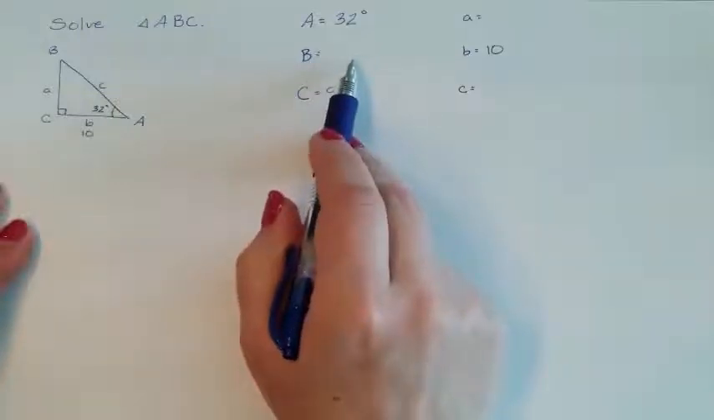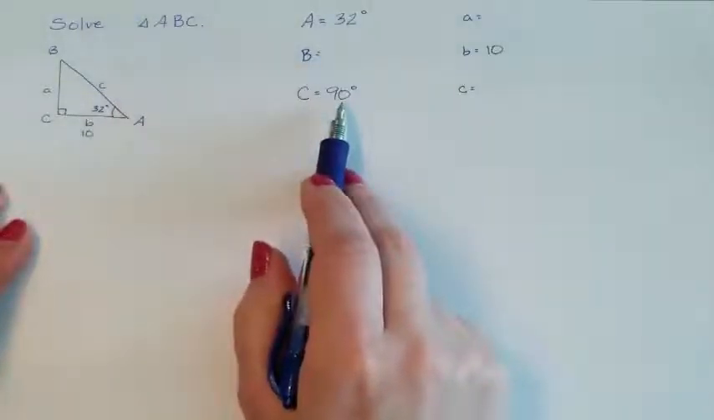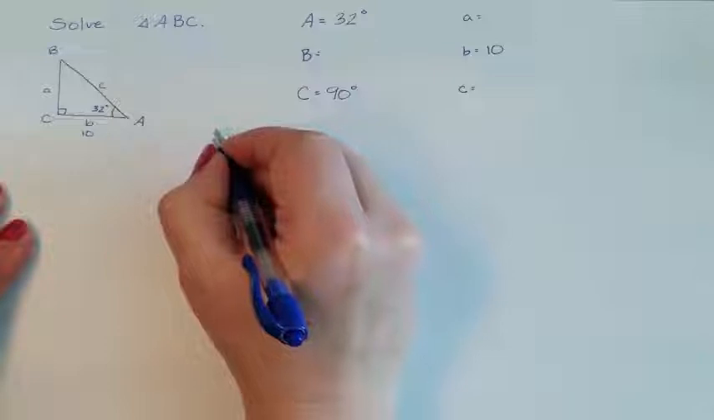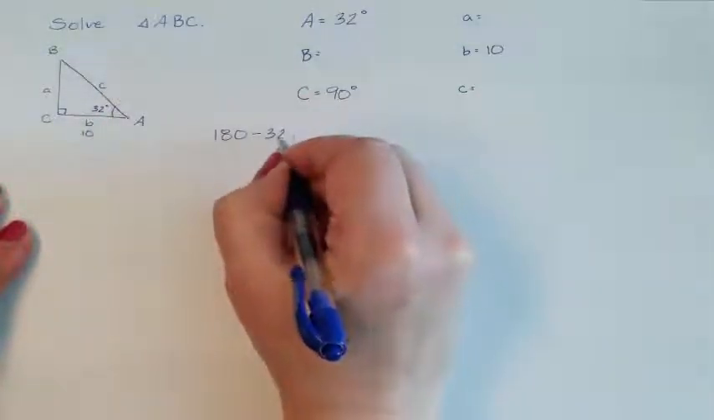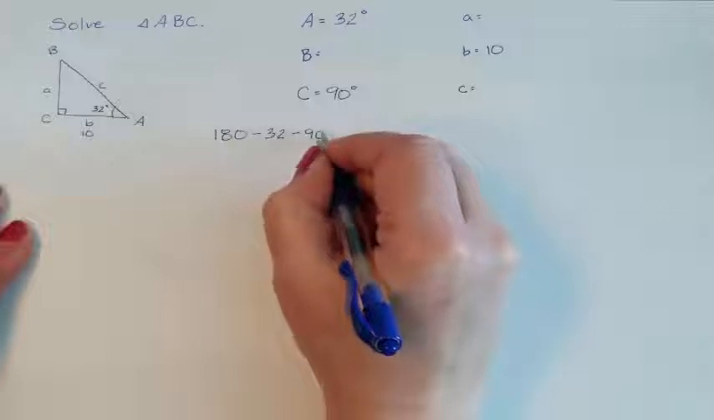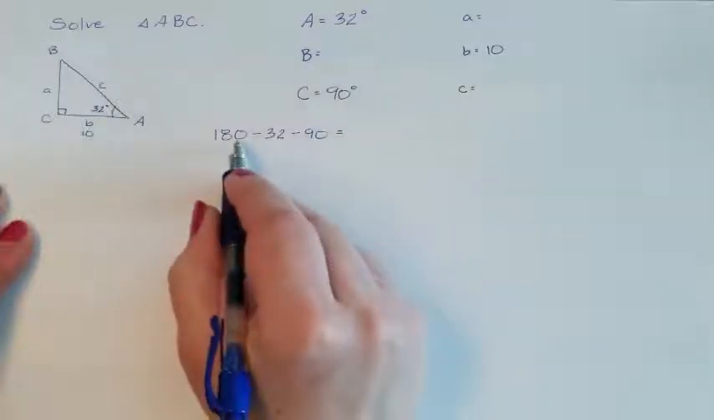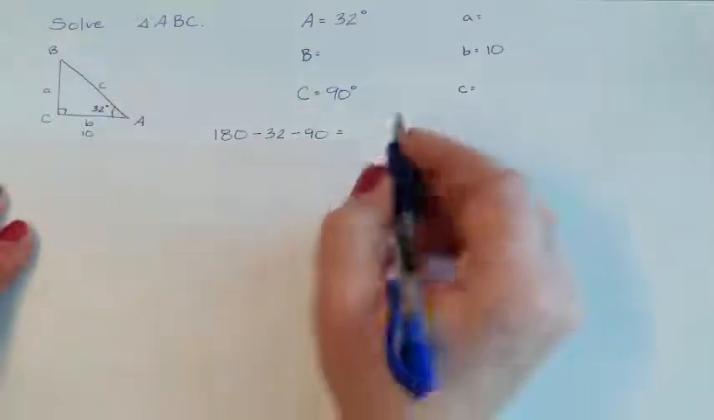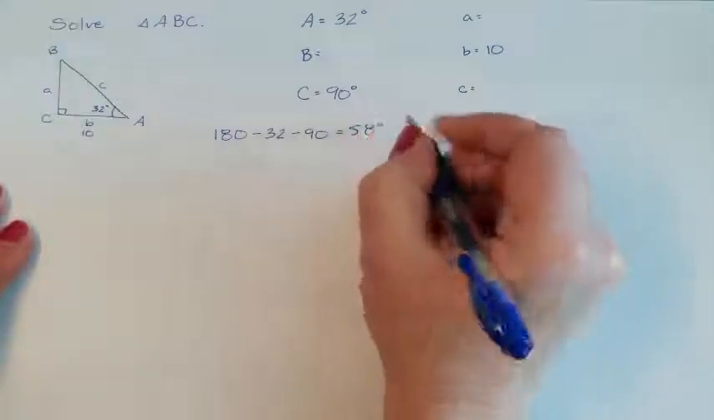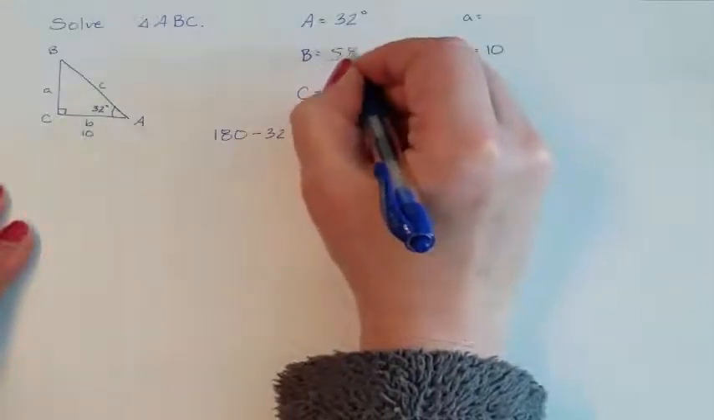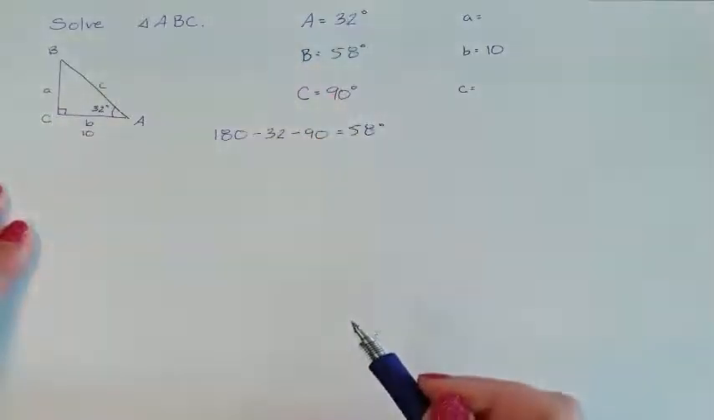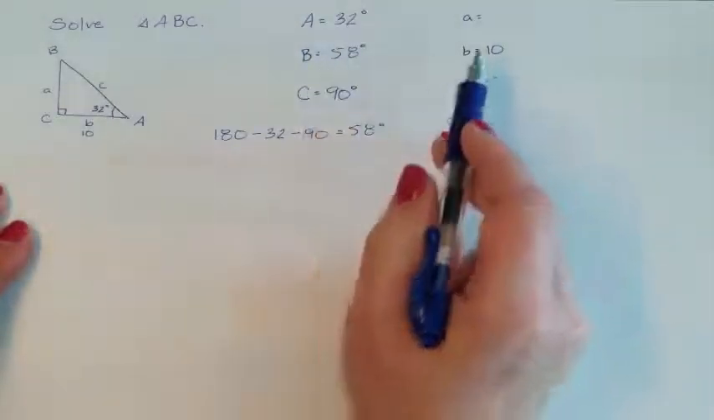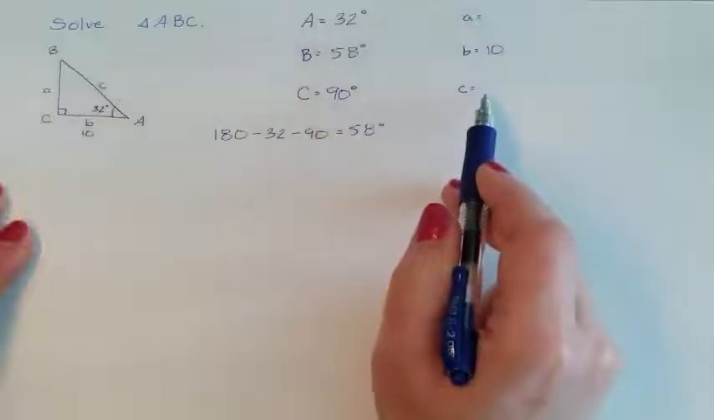Angle B, all of these 3 angles together should add up to 180 degrees. So if I have 180 degrees to use, I've already used the 32 degrees, and I've already used the 90 degrees. I'm going to find out that 180 minus 32 minus 90 is 58 degrees. This last angle right here has to be 58 degrees for all of these to add up to 180. So I found angle B. Now I just need to find side A and side C.